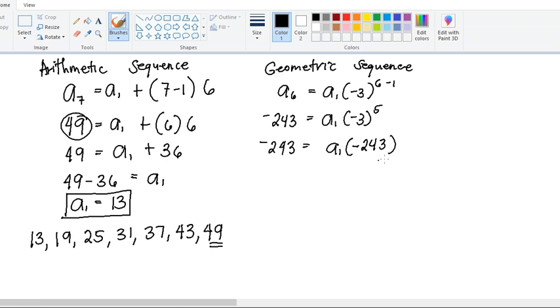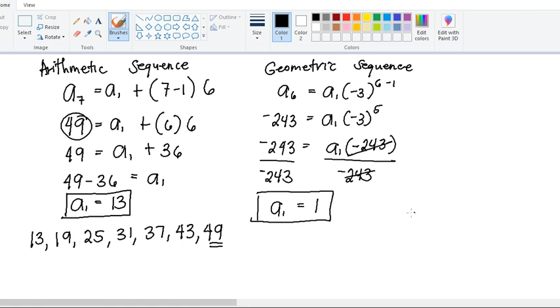So, this is like a numerical coefficient, etong negative 243, and then a sub 1 is like a variable. So for you to get the value of a sub 1, you have to divide both sides by the numerical coefficient, which is negative 243. So therefore, our a sub 1 or our first term is equal to positive 1. Okay? So again, class, negative divided by negative, the answer is positive.